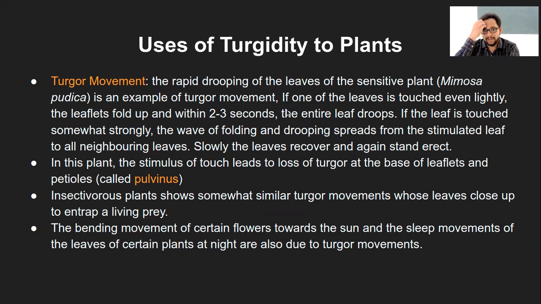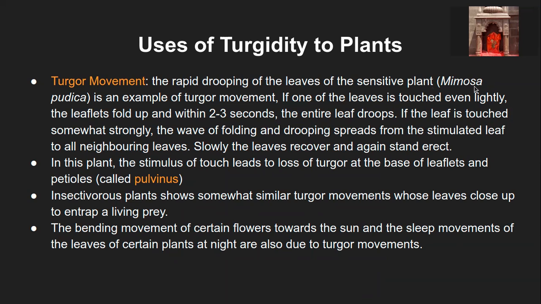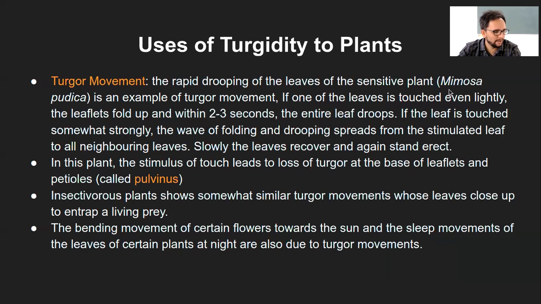Then the turgor movement. Now, turgor movement is again something similar to what we had looked at in terms of the upward movement of water. Now, the rapid drooping of the leaves of the sensitive plant, for example, Mimosa pudica. This is, what is that? Shy plant? What is it? Touch me not. Yeah, touch me not plant, right? That particular plant is actually an example of turgor movement. Now you know what exactly happens in that touch me not plant.